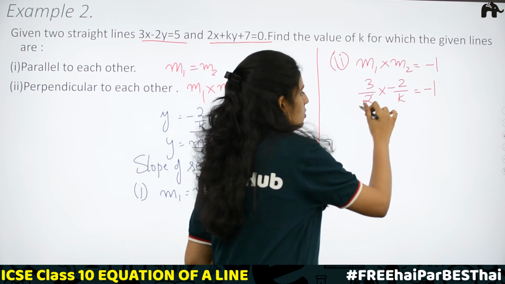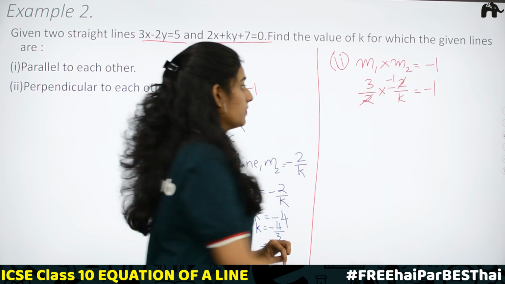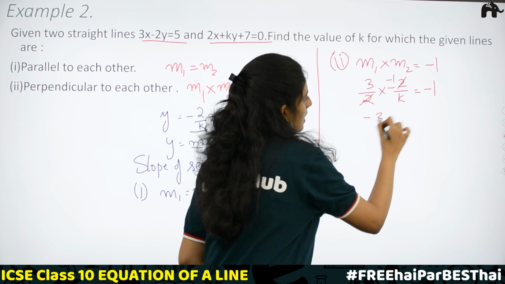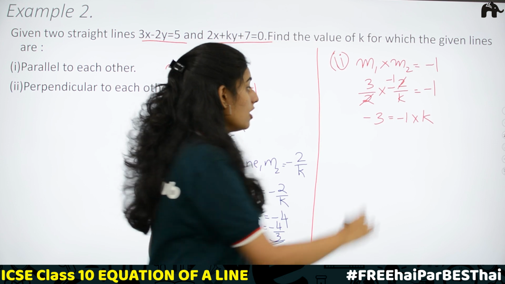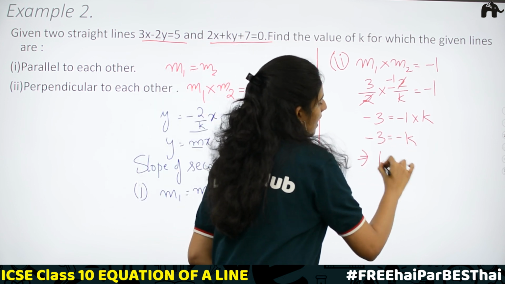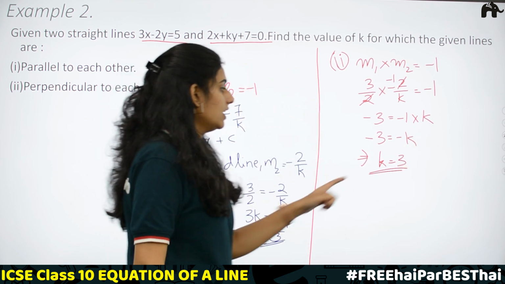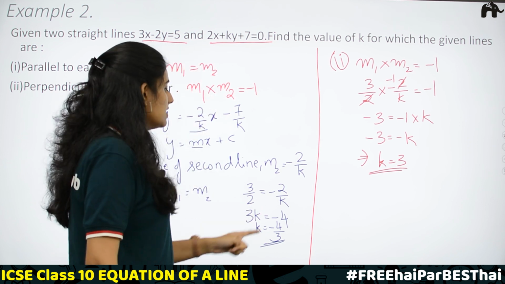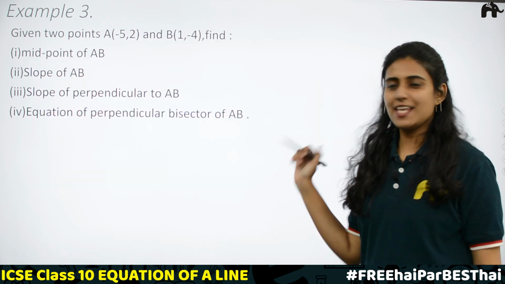I can cancel this 2 and this minus 2, and get minus 1. Cross multiplying, 3 into minus 1 is minus 3, is equal to minus 1 into k, or minus 3 is equal to minus k, which implies k is equal to 3. So if the lines are perpendicular to each other, k is equal to 3. And if the lines are parallel to each other, then k is equal to minus 4 divided by 3. Understood this? Next, example 3.